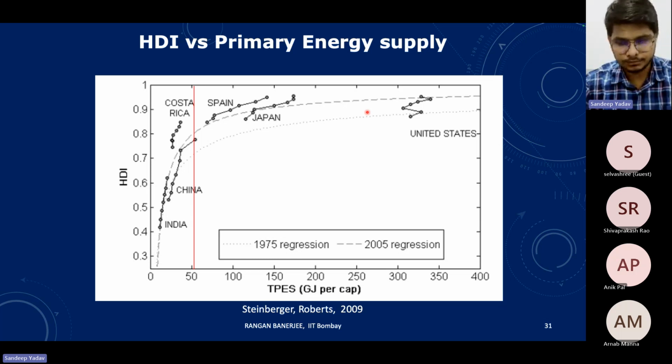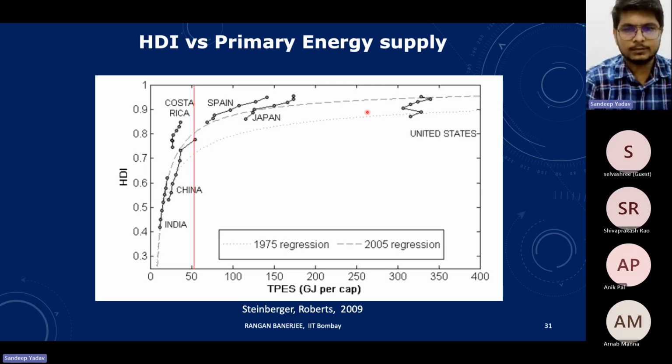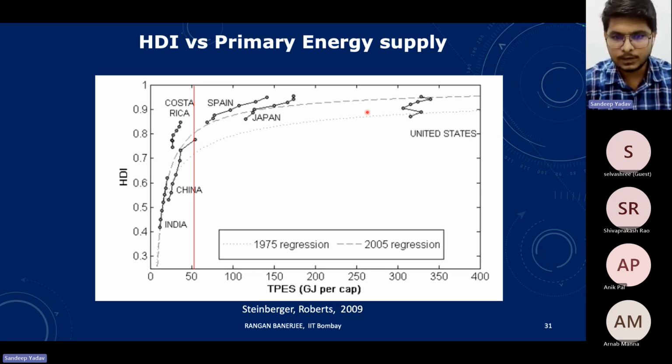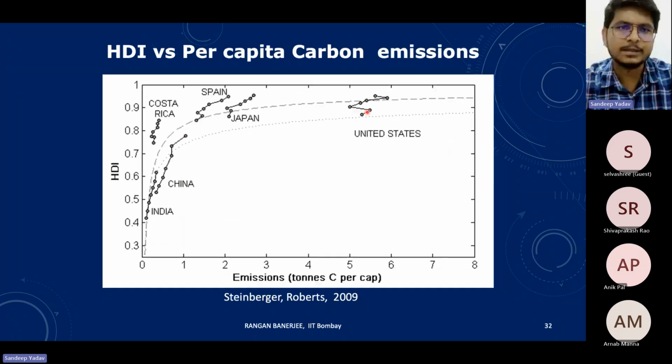and what we will say, income. So these things have already increased, and they will not have more impact when we increase the total primary energy supply. The same thing is shown for SDI versus per capita carbon emissions.